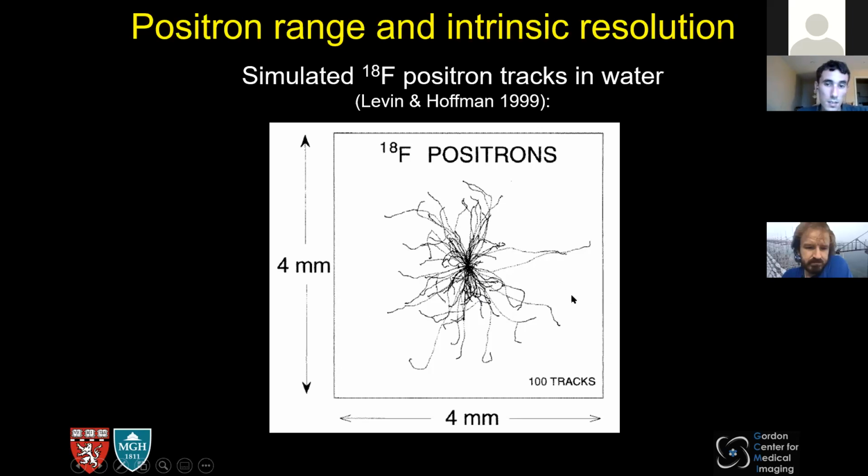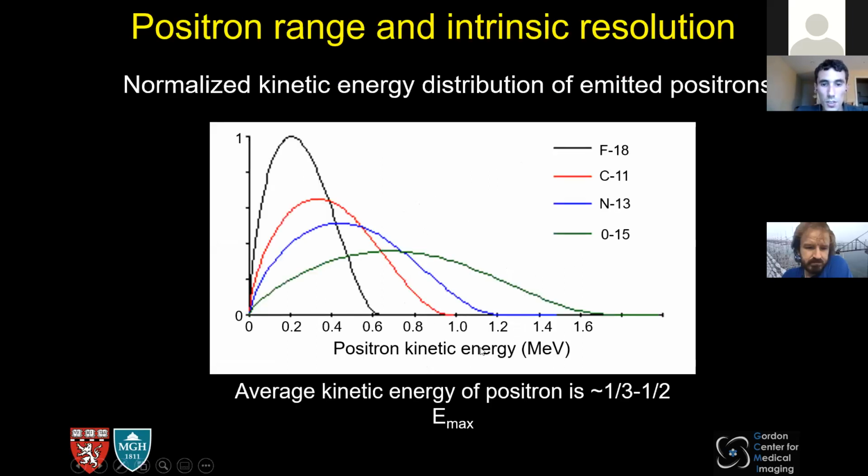Positron range depends on the kinetic energy that is given to the positron, and that is going to be different for different positron emitters. This is the distribution of kinetic energy for the positrons for different radionuclides: F18, carbon-11, N13, and O15. Typically the average kinetic energy of the positron is going to be 1/3 or 1/2 of the maximum energy. For instance, for F18, the maximum energy is 0.6 MeV.